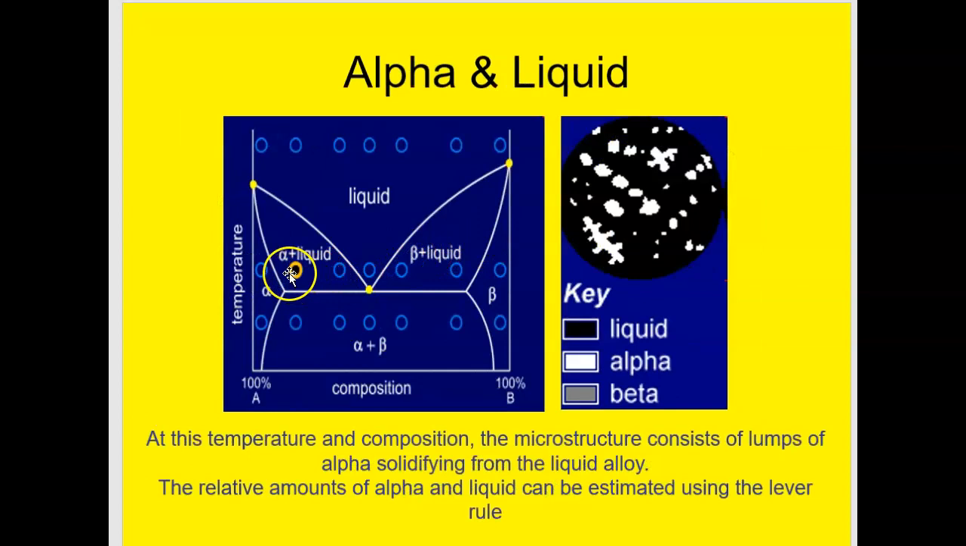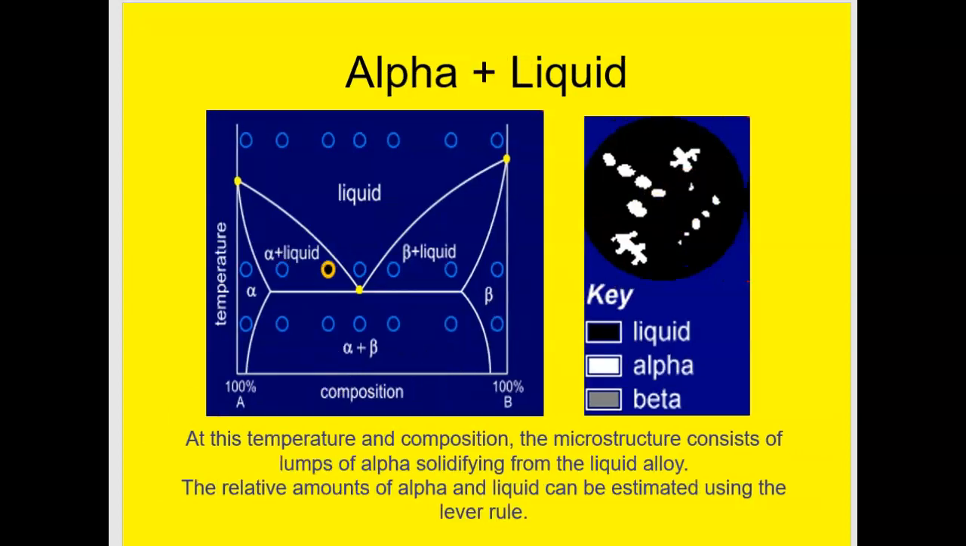Now, if I want to move here, I want to find out what's here. This is at alpha plus liquid. So alpha plus liquid. So here, the white ones are the alpha and the black background is the liquid. So this is how the microstructure will look like when you look under a microscope. So there are lumps of alpha solidifying. If you decrease the temperature, the alpha, these white things will increase and the black will decrease.